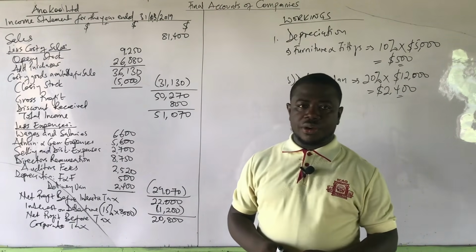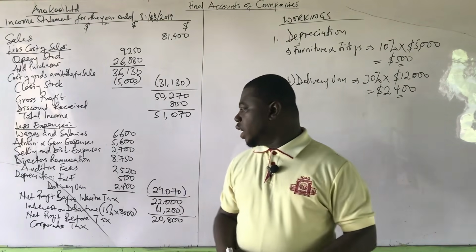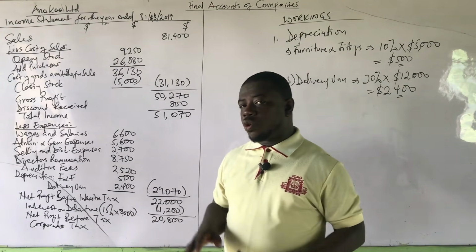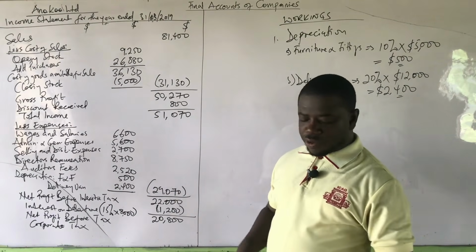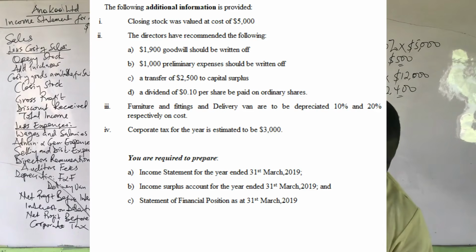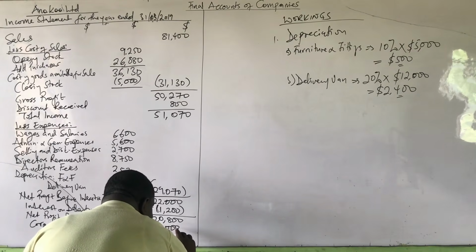I don't know about your country, but some companies may have different tax rates in different countries. But for the sake of eliminating those confusions, we try to give you an absolute figure as corporate tax, just as it was done in this question. We're given $3,000 as a corporate tax. So we take out $3,000.